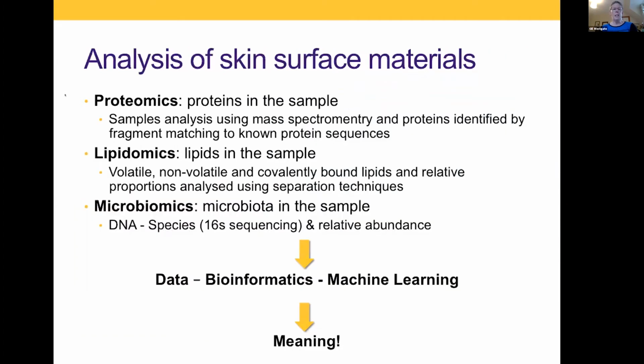So when we've completed our collection, we have to do analysis. And there are several ways to do it, but I've highlighted the three that I think are most common. So there's proteomics, and proteomics analyzes the proteins that you've collected in the sample, and it does this using mass spectrometry.